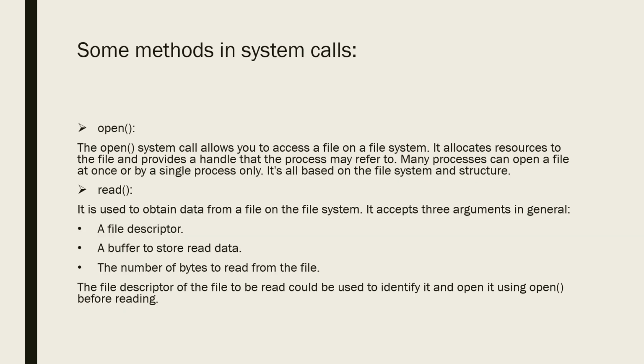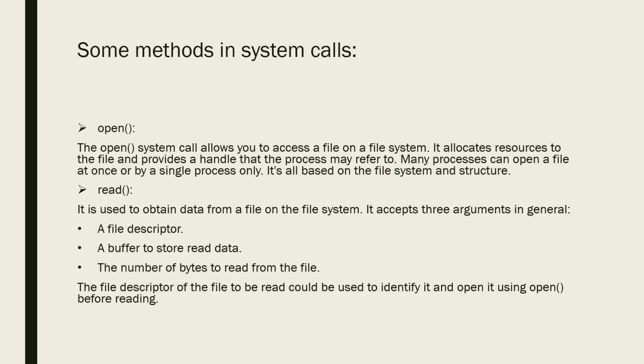Let us see about some methods in system calls. Open. The open method in system call allows you to access a file on a file system. A program initializes access to a file in a file system using the open system call. It allocates resources to the file and provides a handle that the process may refer to. Many processes can open a file at once or by a single process only. It's all based on the file system and the file structure.